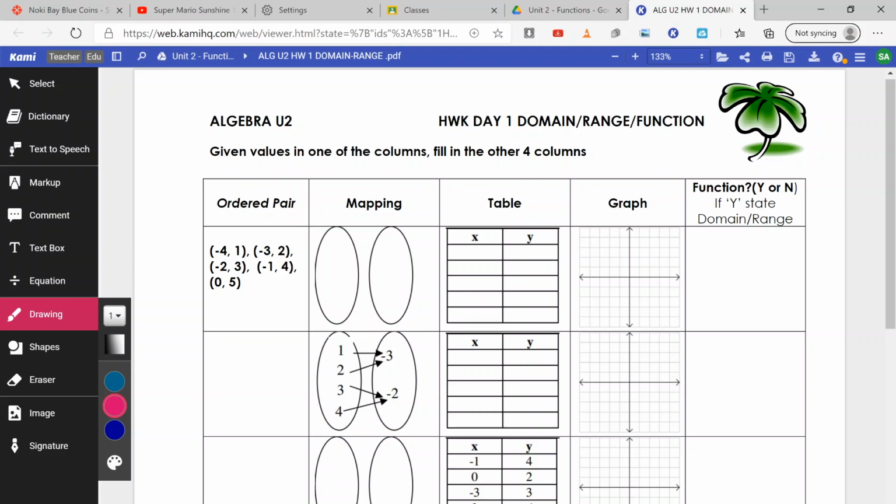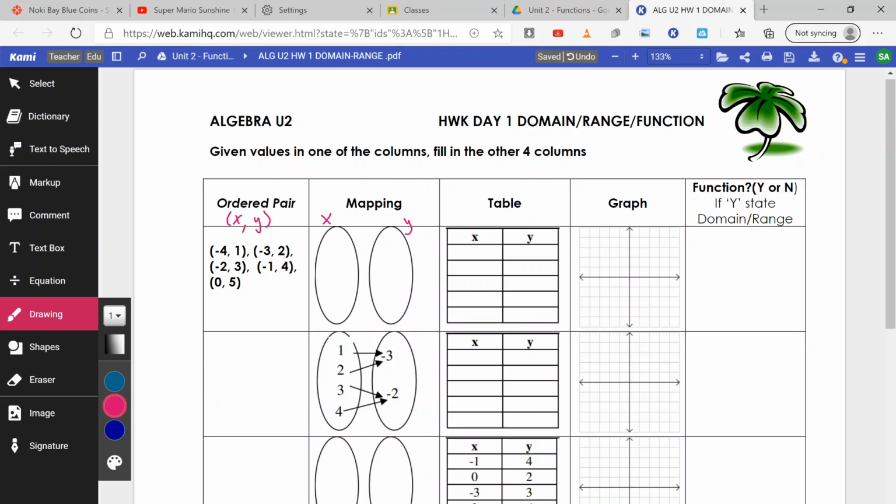Again, the first oval is always going to be your x values. The second oval is going to be your y values. And points are always written in x, comma, y fashion. So the first number in each parenthesis is your x value. The second number is your y value.